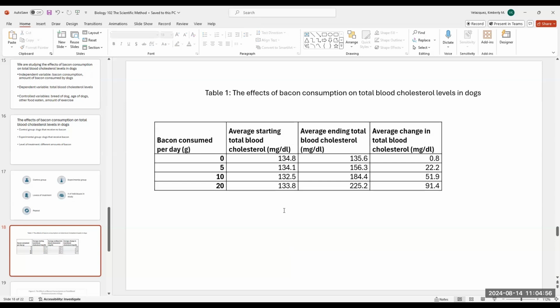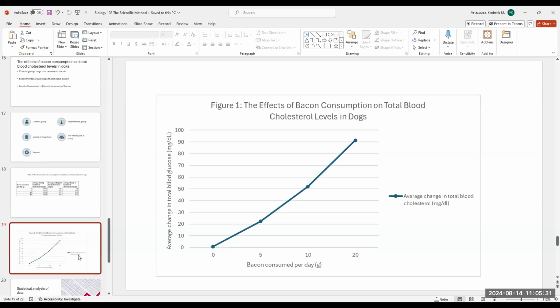And it's not really the starting blood cholesterol or the ending that's important. It's the change in blood cholesterol level that we're looking at. Just looking at the ending blood cholesterol, that doesn't really tell us anything. We need to know what they started at and what they ended at, what the difference is. So just looking at these numbers, you can see that it does go up as bacon consumption goes up. So you can see we had a control group that got 0. And then we had 3 levels of treatment, 5, 10, and 20 grams of bacon consumed per day. But what really tells the story of our experiment is the graph.